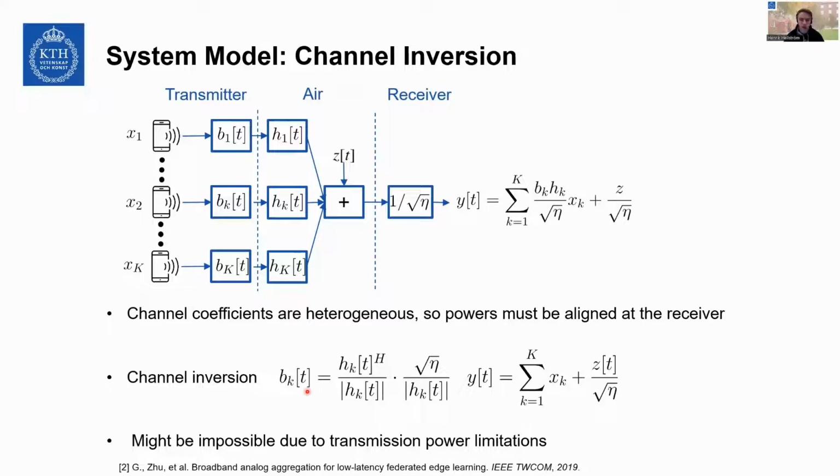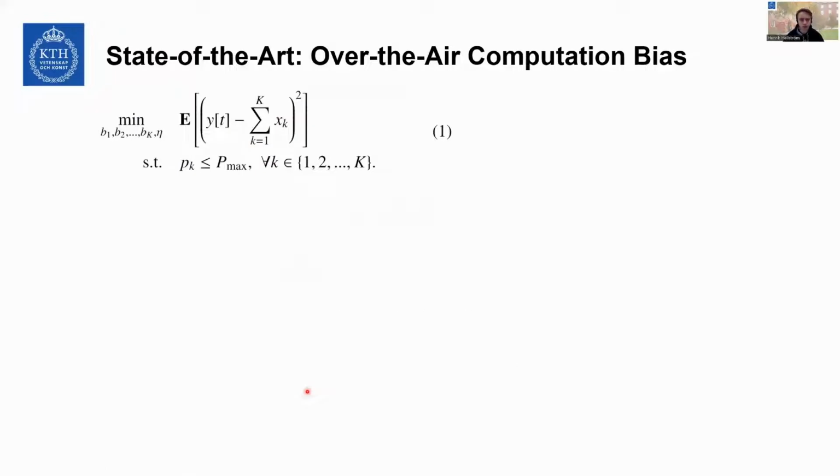With this in mind, it's natural to consider a problem formulation that looks something like this. So now we have added a constraint here, where every device must be within some maximum power limitation. Up here you have the mean squared error between our received signal and the desired function, and we're minimizing this over our pre- and post-transmission scalars.